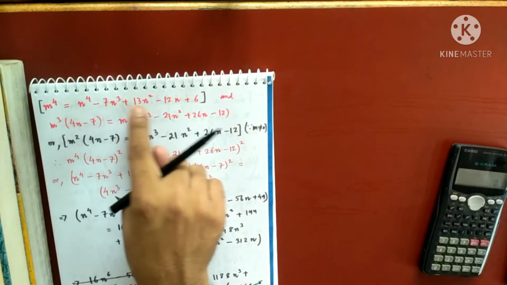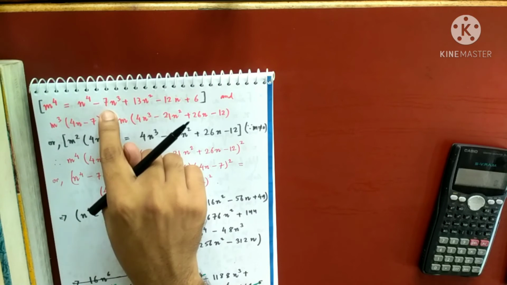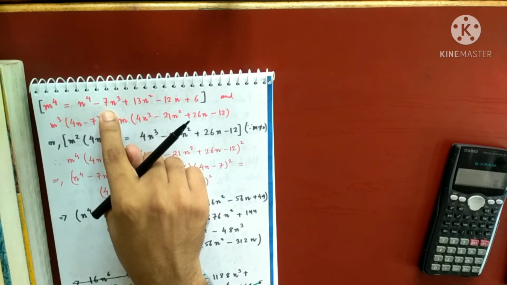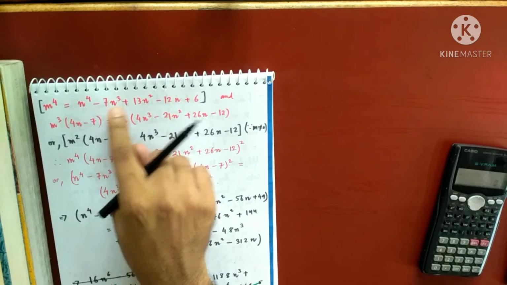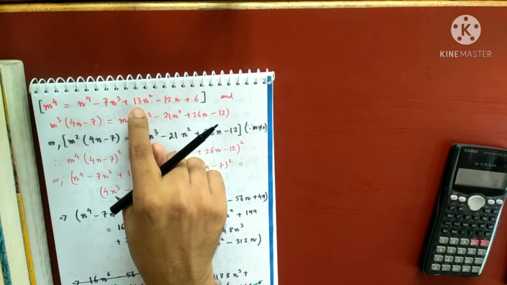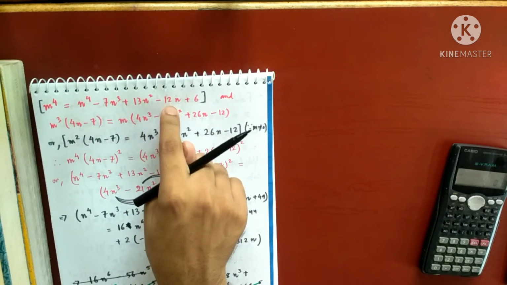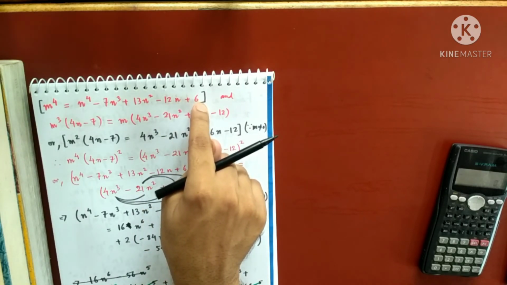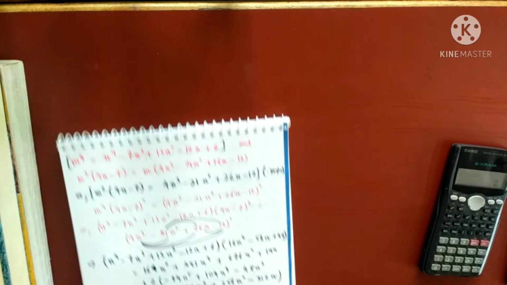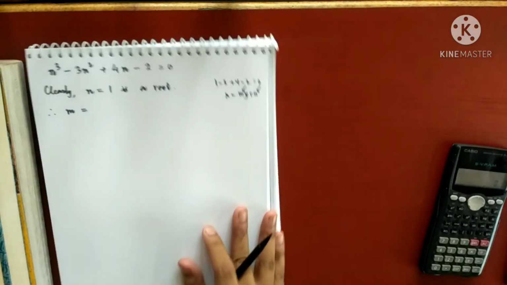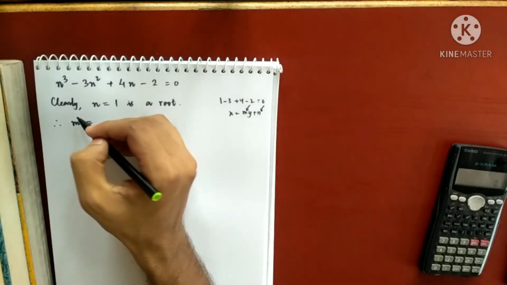Put here n equals to 1, okay? So 1 minus 7 is minus 6. Minus 6 plus 13 is plus 7. 7 minus 12 is minus 5. Minus 5 plus 6 is 1. So m to the power 4 equals to 1.